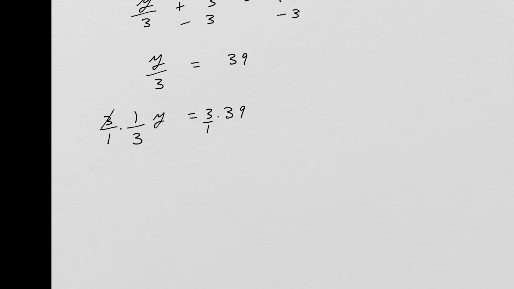So these cancel, right? 1 over 1. I'm going to get 1y, which is y. And then 3 times 39 is 117. And that would be my answer.